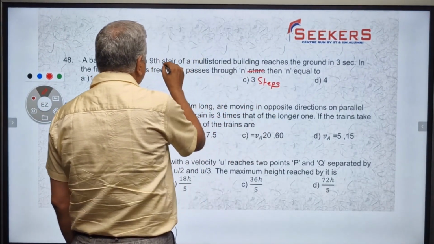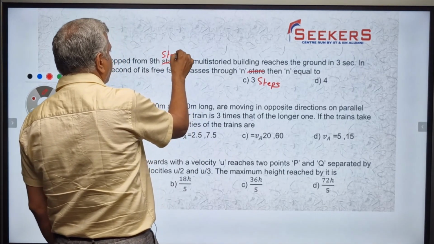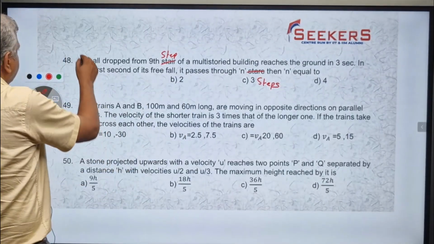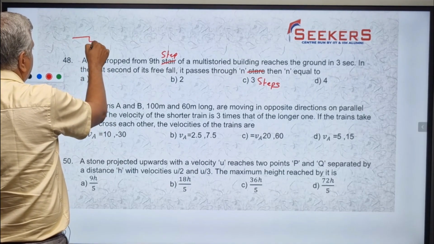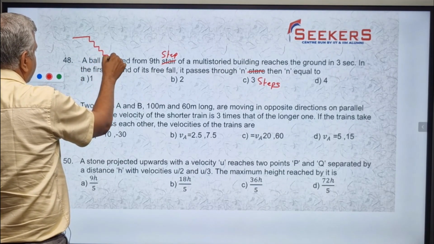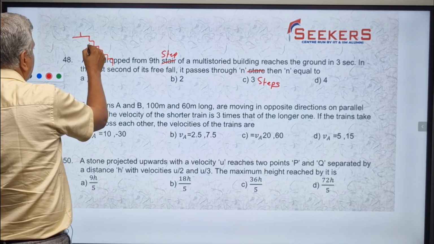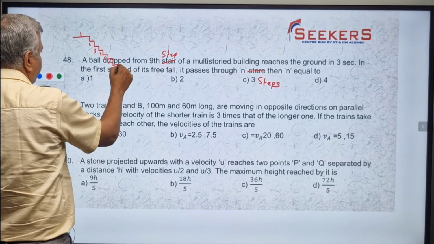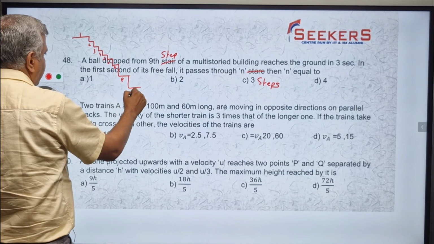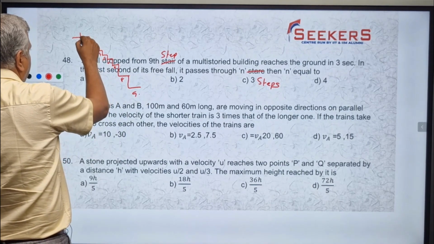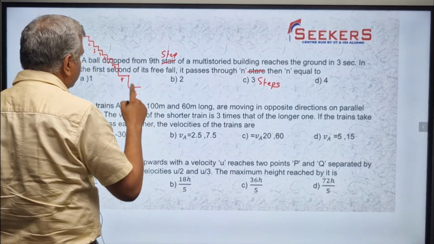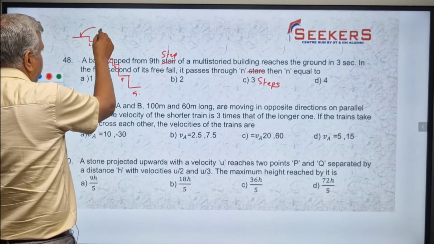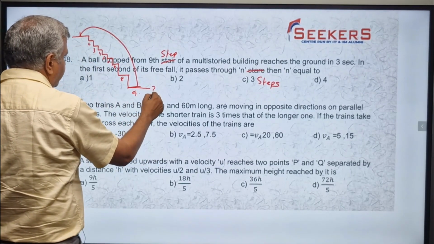Let's say steps. Then n is equal to how much? So basically there are 9 steps: 1, 2, 3, 4, 5, 6, 7, 8 and 9. It starts from the 9th step of a multi-storied building and reaches the ground in 3 seconds.